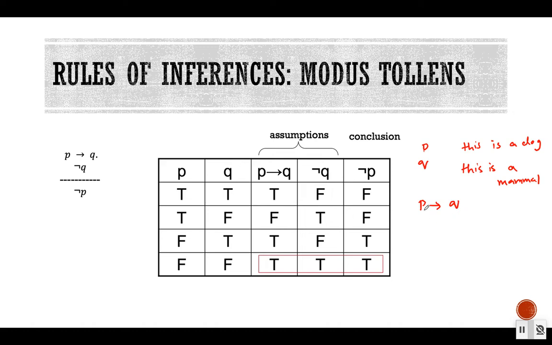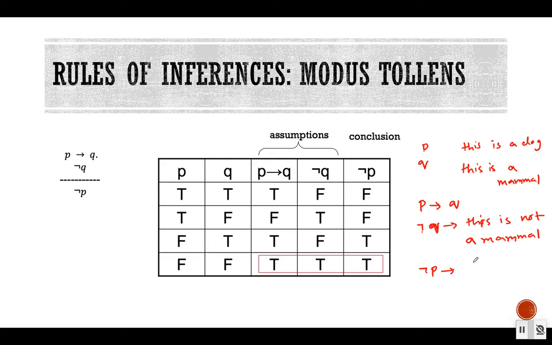Now let's see, we saw something that's not a mammal. You know that that's not a mammal. Not Q stands for this is not a mammal. So if you know that some animal is not a mammal, you can obviously say that this is not a dog. If this is a dog, that is going to be obviously a mammal. But you found something that's not a mammal. So if this is not a mammal, obviously this is not going to be a dog.